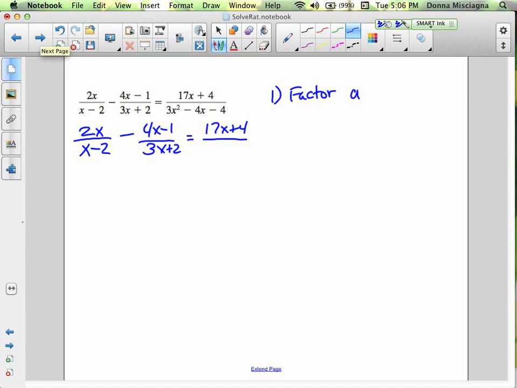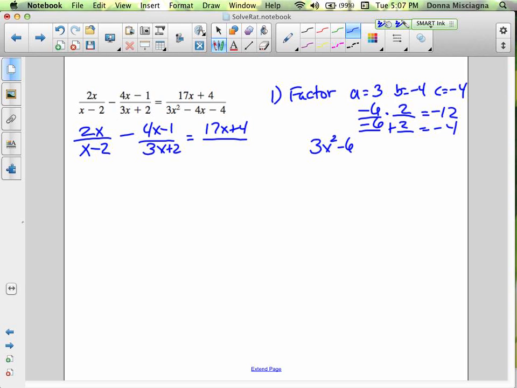All right, so A is 3, and B is negative 4, and C is negative 4. So 3 times negative 4 is negative 12. We need two numbers that multiply to give us negative 12, but add to give us our B term of negative 4. And hopefully you're saying negative 6 times 2 would be negative 12, and negative 6 plus 2 would be negative 4. So that's going to give us 3x squared minus 6x plus 2x minus 4. We just replace the negative 4x with a negative 6x and a 2x.